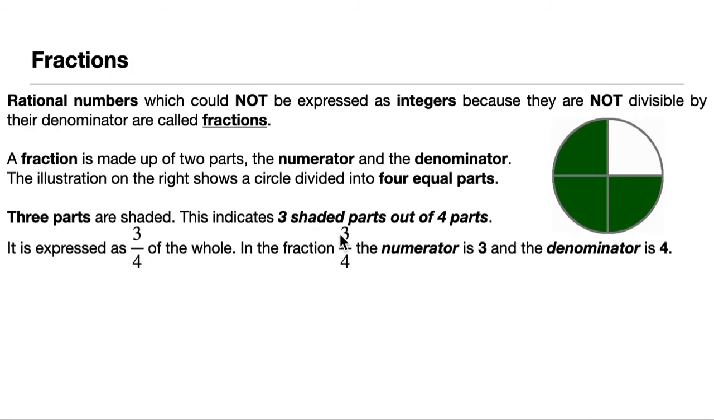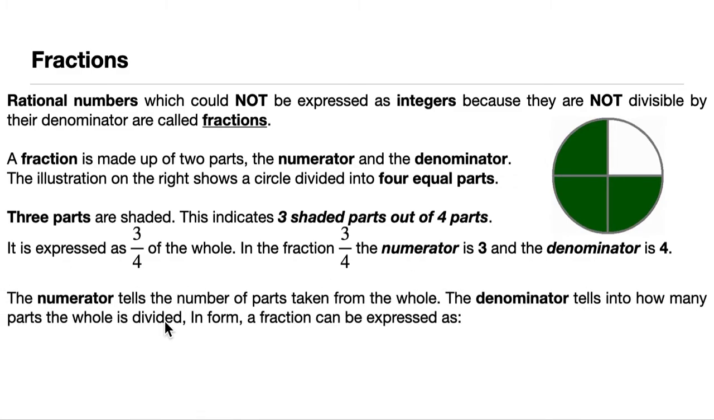In the fraction 3 over 4, the numerator is 3 and the denominator is 4. Again, the numerator is 3 in the top part, and the denominator is 4 in the bottom part. The numerator tells the number of parts taken from the whole. As you can see here, there are 3 shaded parts taken from the whole. The denominator tells into how many parts the whole is divided. Here, the whole circle is divided into 4 parts and 3 are shaded. That's why it's 3 over 4, or 3/4.